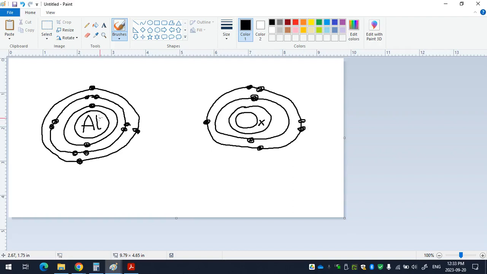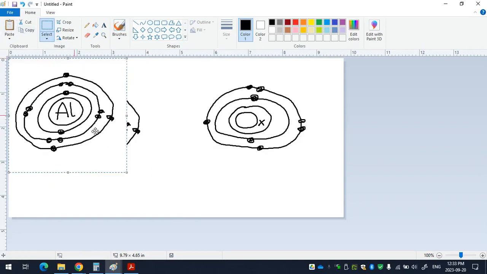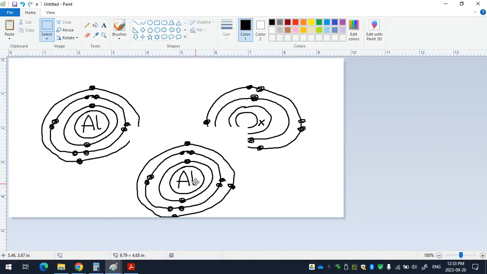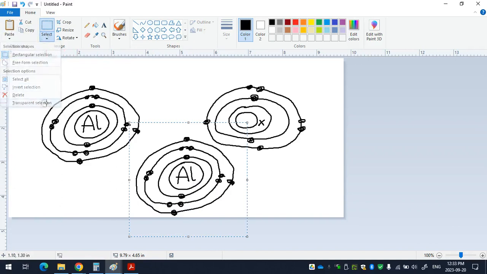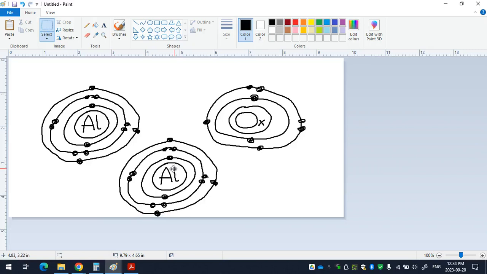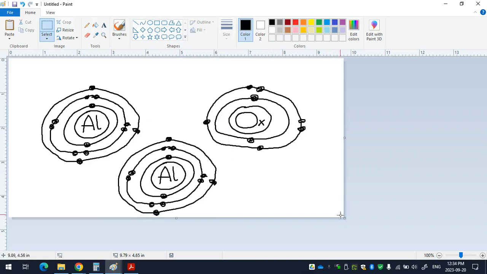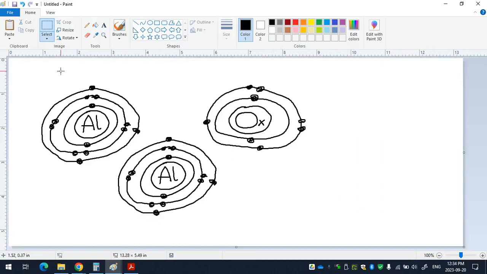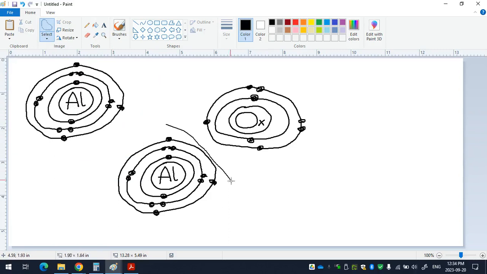What I'm going to do is this. Everyone, check this out. I'm going to select this guy. Look. I'm going to select this. Copy, paste. There we go. So how many aluminums do I have now? 2. I'm going to make it a bigger space. Okay. So I'm going to move this one here and move this one right under it.